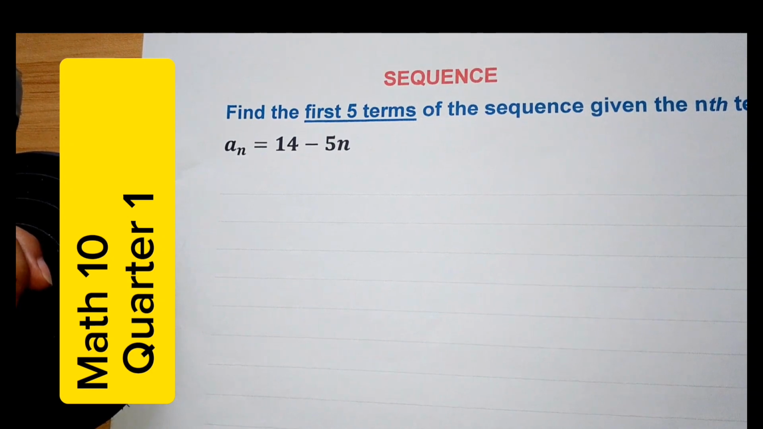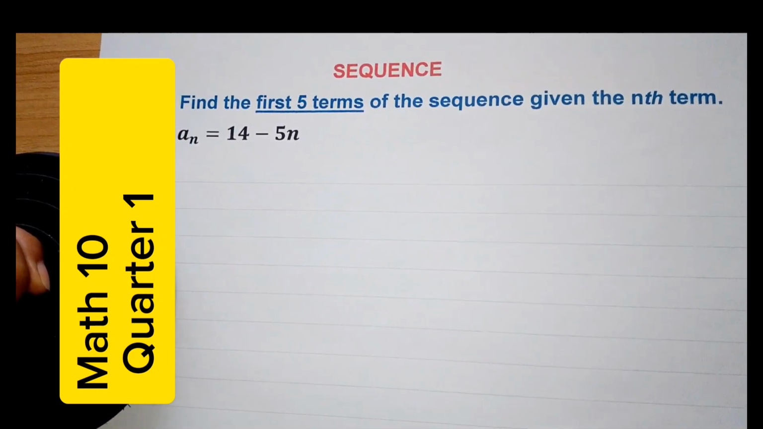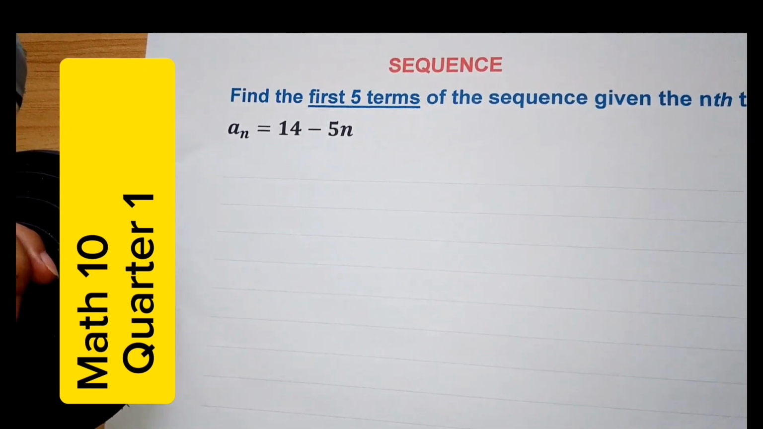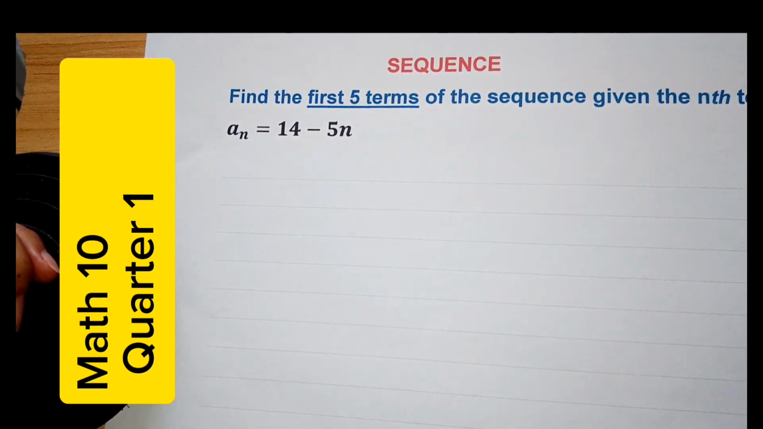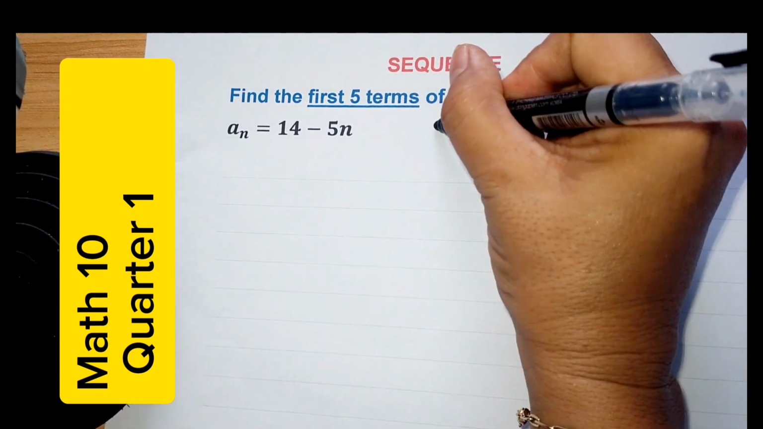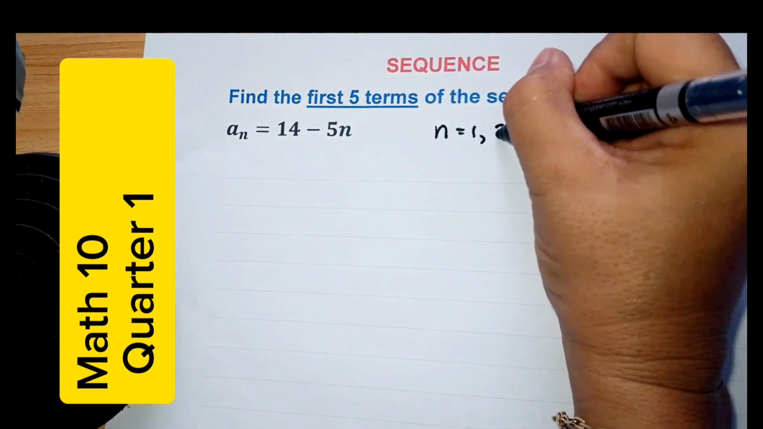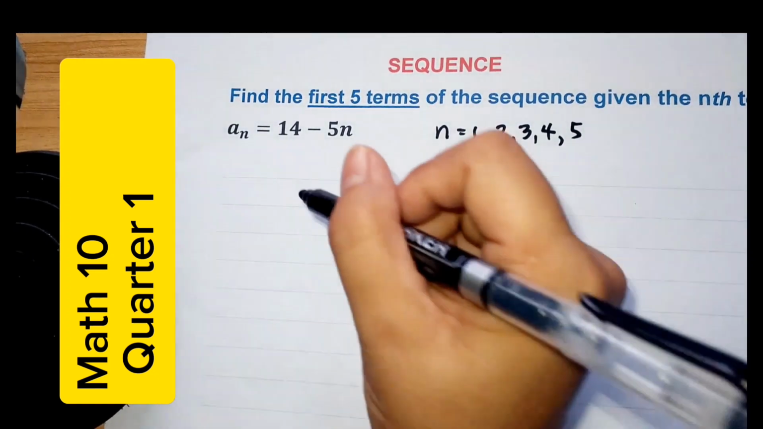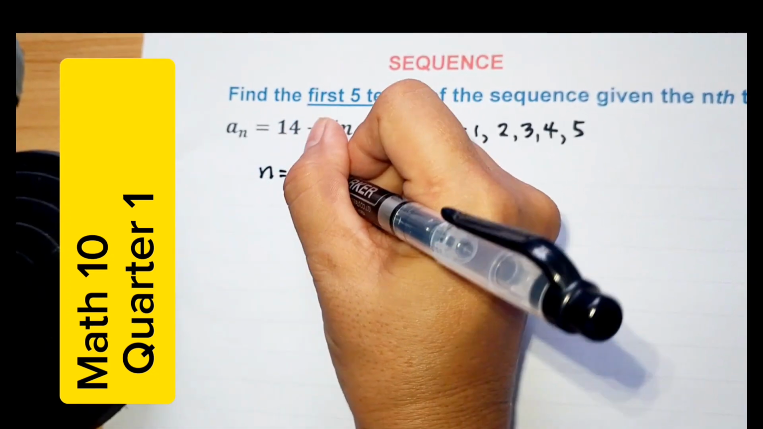Find the first 5 terms of the sequence given the nth term. In our second example, the equation is a sub n equals 14 minus 5n. Again, we're going to assign values of n, which are 1, 2, 3, 4, and 5. Let's start with n equals 1.